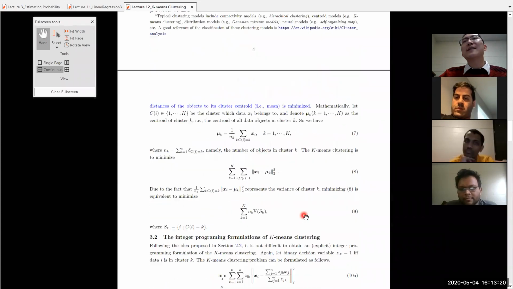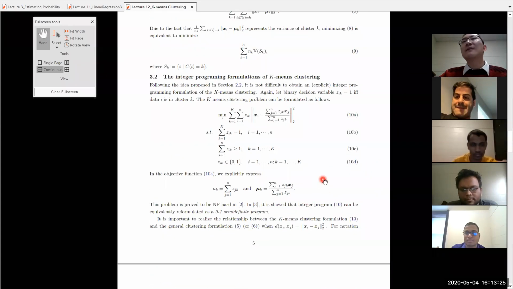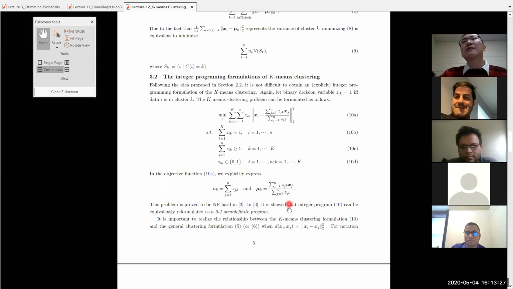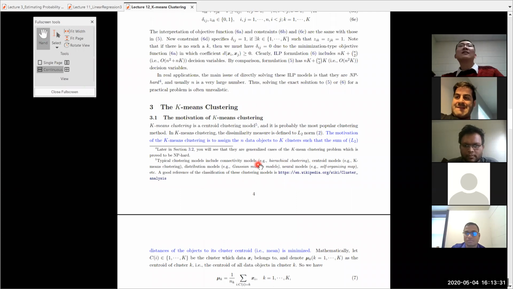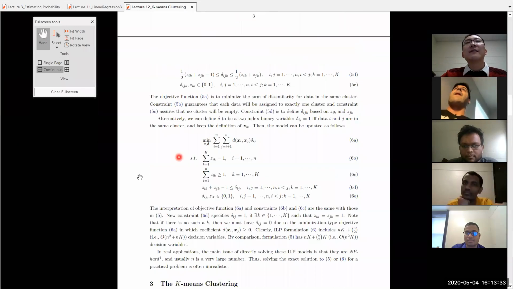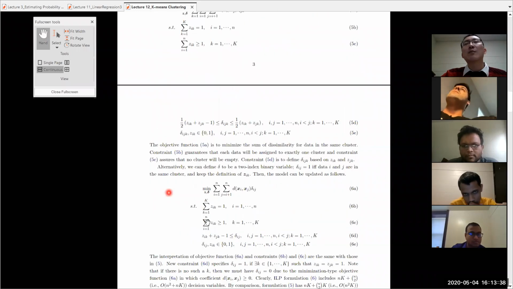I don't know how this 0-1 semi-definite programming would do. If it's faster than that one, that's going to be good. I haven't checked the literature very carefully. I don't know if anybody did it directly from this formulation or this formulation.